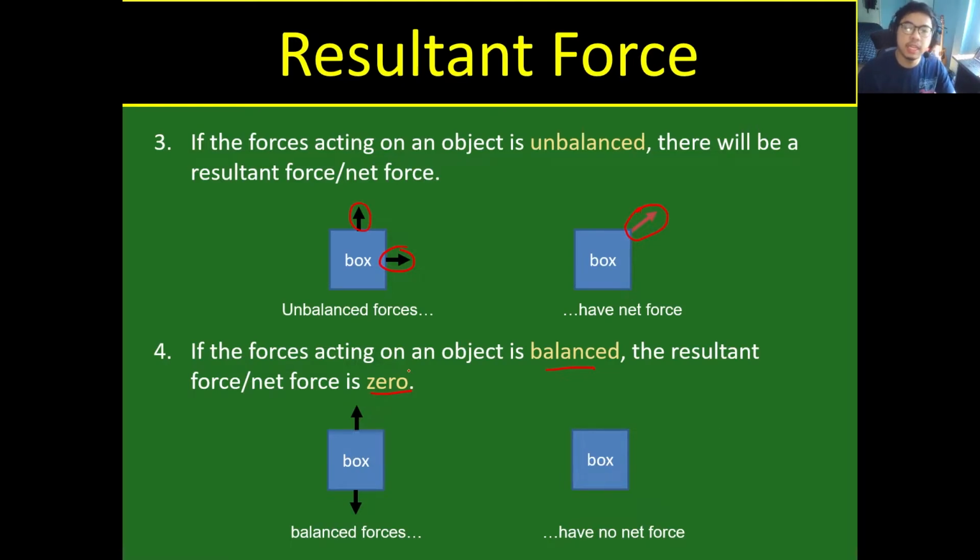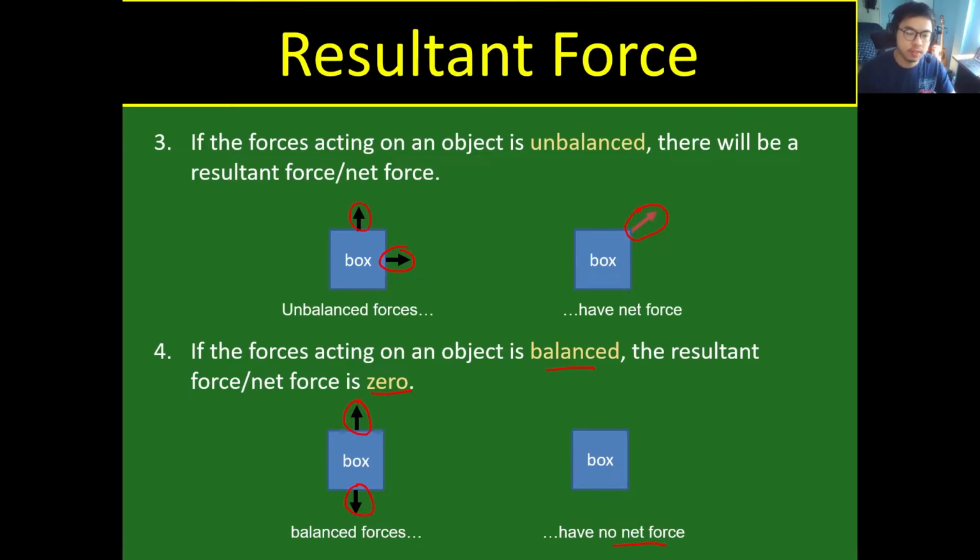If the forces acting on an object are balanced, the resultant force or net force is zero. Balanced means they cancel out each other. So here you have a force that's going up and a force that's going down. These two are equal. They cancel out each other. They are equally strong. So if you add or combine the two together, it is as if there's no net force acting on the object.